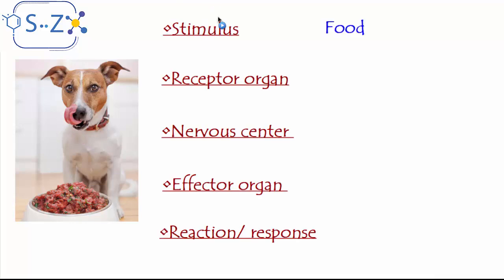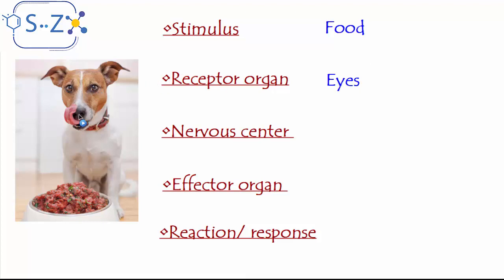Another behavior is this dog, when it sees the food, it starts drooling, salivating. It secretes saliva and it's licking this saliva. Here the stimulus is the food, the sight of food. Sometimes it's even the smell of food. It smells the food also. We can consider this a stimulus. The receptor organ are the eyes, the retina of the eyes.